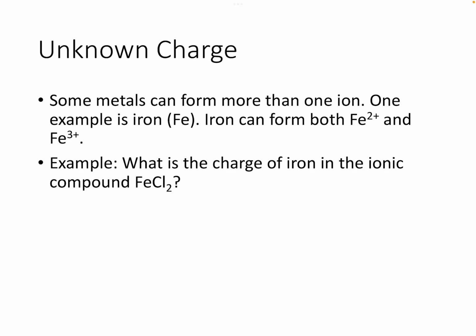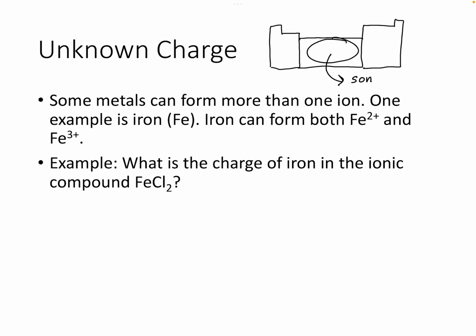Now, this typically only happens with transition metals and a couple of other metals on the right-hand side of the periodic table. So, for example, if I draw a little periodic table here, we've got our transition metals in the middle. So kind of right in here, there are some metals that have more than one charge. And there are actually a couple kind of in this area too on the bottom right.